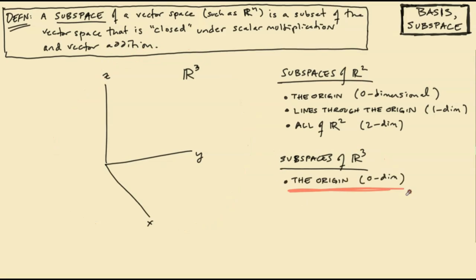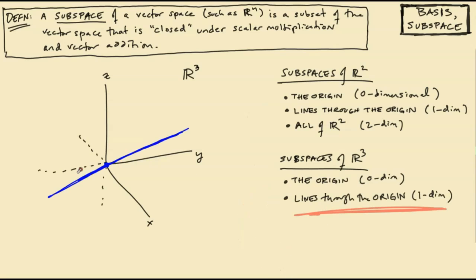Now let's take a look at subspaces of R3, and we can analyze this the same way. Again, the origin remains a subspace for the same reason it was in R2, and for the same reason it will be in R4 or R5 or R20 million. Lines through the origin, such as this one, are subspaces of R3 for the same reason. Scale any vector on such a line, and you get something on the line. Add any two vectors on such a line, and you get something on that line.